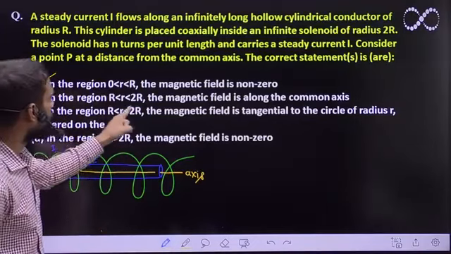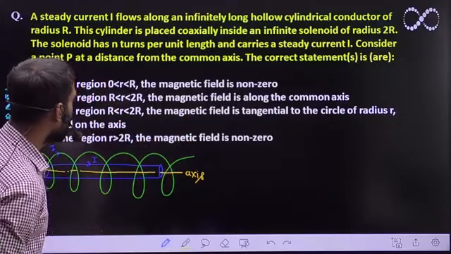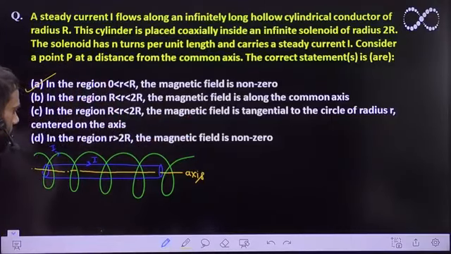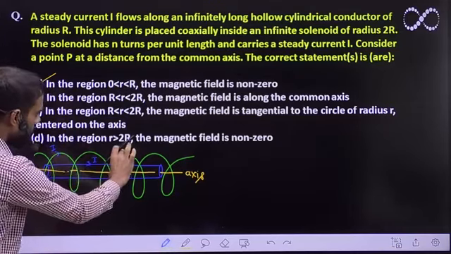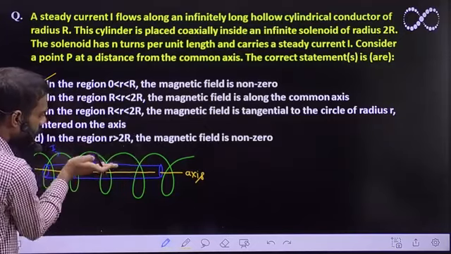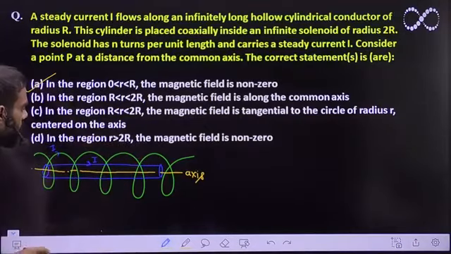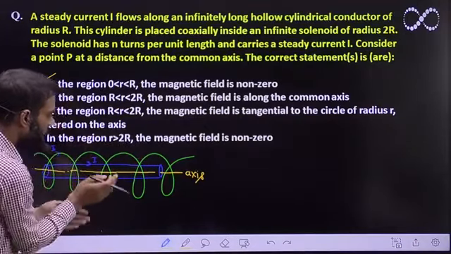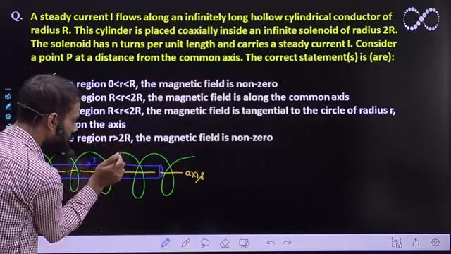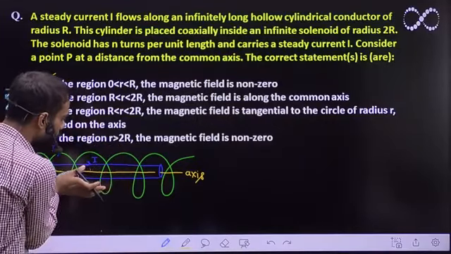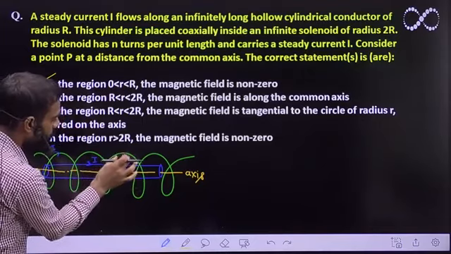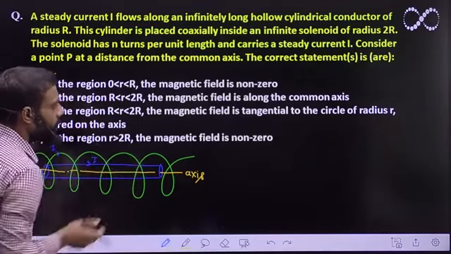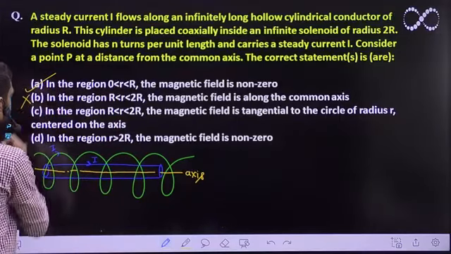It says the magnetic field is along the common axis. This won't be true, because in this region due to the solenoid the field will be along the axis, that is correct, but due to the cylinder the field will be perpendicular to the axis. It will go like this. So overall the sum of these two vectors will not be along the axis. So this option is wrong.